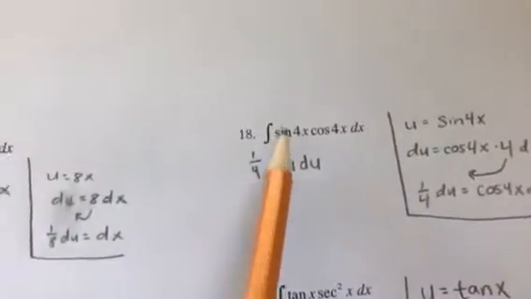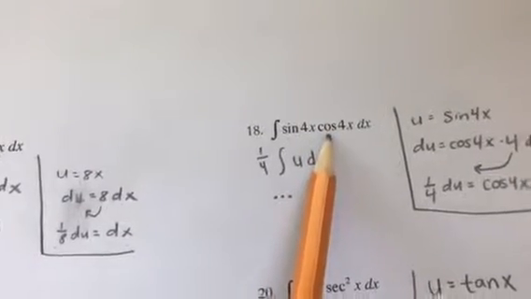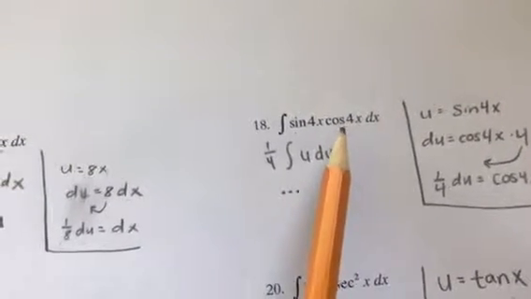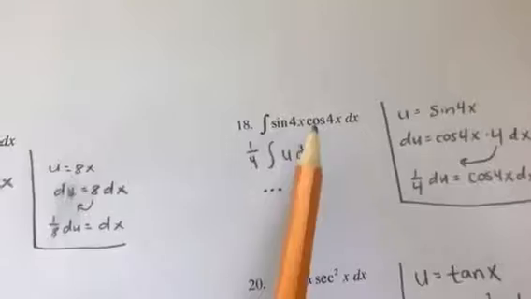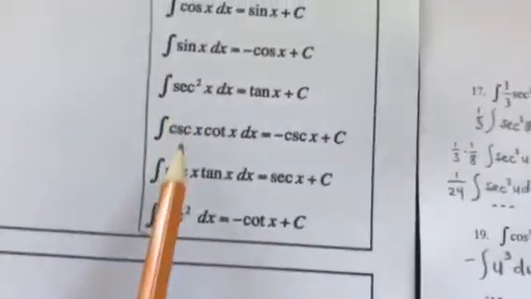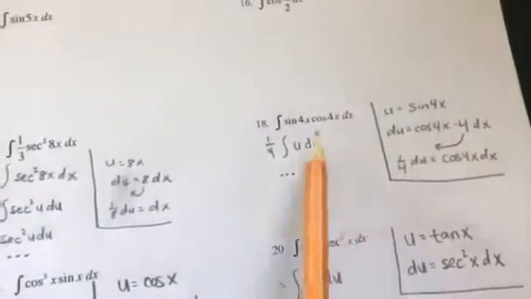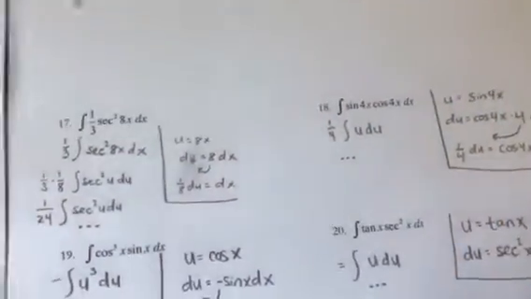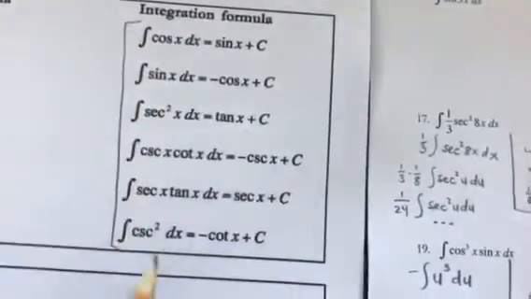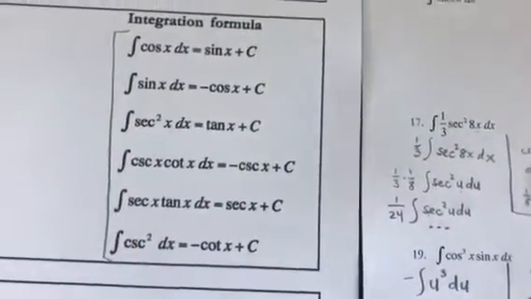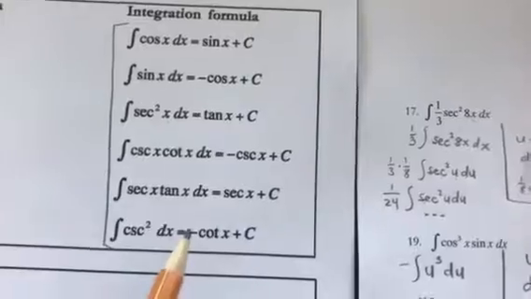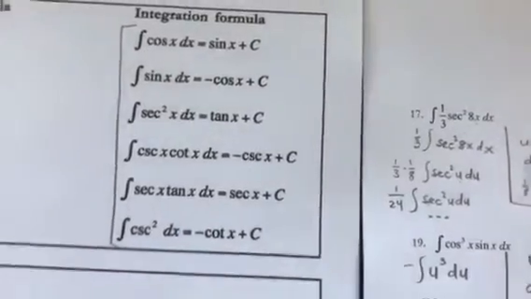For number 18, this is sine of 4x, cosine of 4x, which is similar to one of the ones we had in the videos. But the difference is that one was secant tangent, and if you look over here, secant tangent is one of our basic integral rules. But on number 18, sine x, cosine x is not one of our basic integral rules. I don't see anywhere here sine of x being multiplied times cosine of x, which means I can't just make the whole thing be my u substitution.